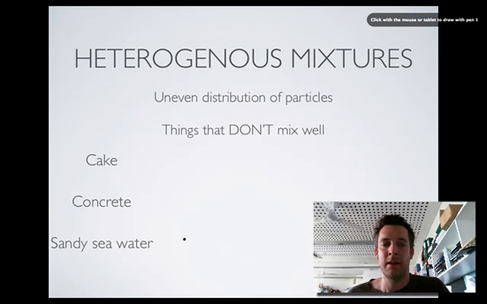Same thing with concrete. There'll be stony parts of concrete, there'll be sandy parts of concrete. Sandy seawater is another example of a heterogeneous mixture. If we had just seawater with no sand there, then the salt would be evenly distributed amongst the water particles. But as soon as you have sandy seawater, because that sand can't dissolve in the seawater, depending on where you are in this mixture, it will appear either sandy or not sandy. So it would be called a heterogeneous mixture.